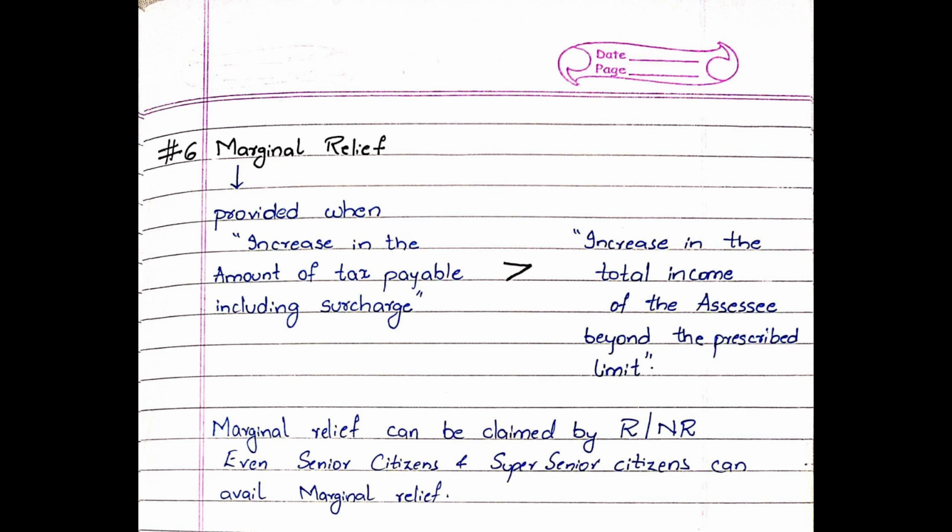marginal relief. Marginal relief can be claimed by a resident or non-resident assessee. He may be a super senior citizen or a senior citizen, but the person should have suffered the increase in tax liability, and such increase in tax liability should be greater than their increase in the total income beyond the limits prescribed for levy of surcharge. Let us discuss this with an example.